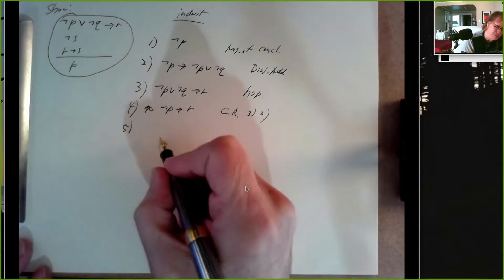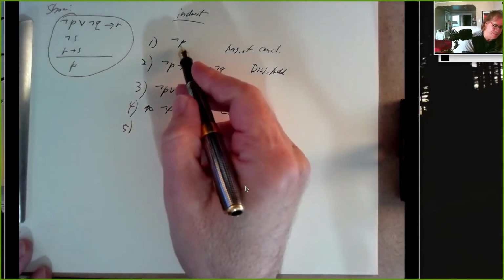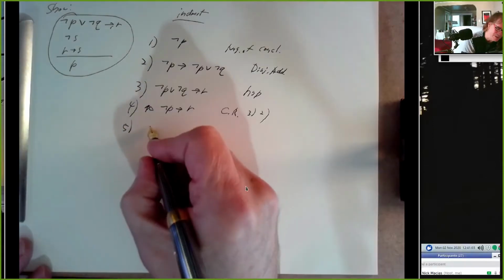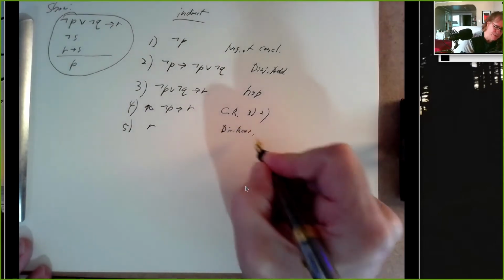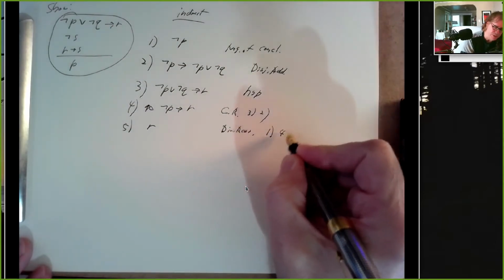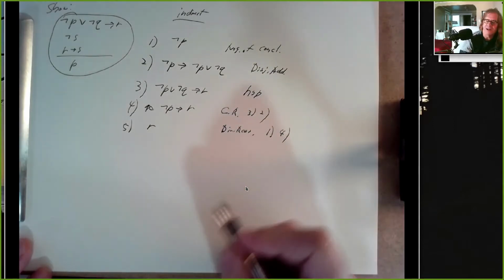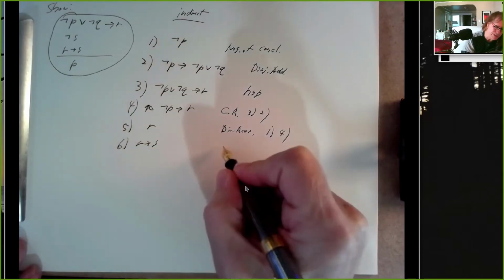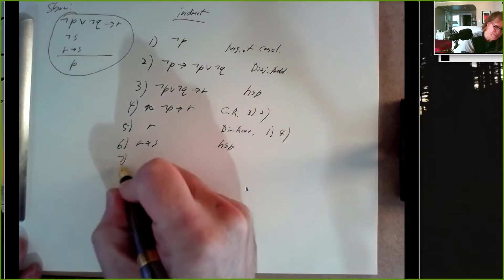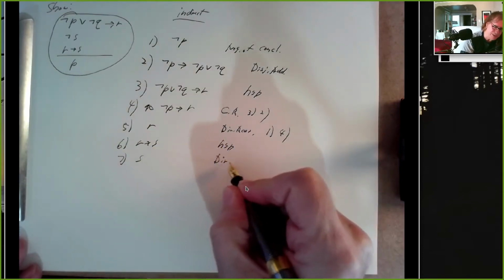And then we can do direct reasoning. We have not P, and we know not P implies R, and so that gives us R. That's direct reasoning, 1 and 4. And now we're all set. We've got R, and we've got R implies S. That's a hypothesis. That gives us S. That's direct reasoning.